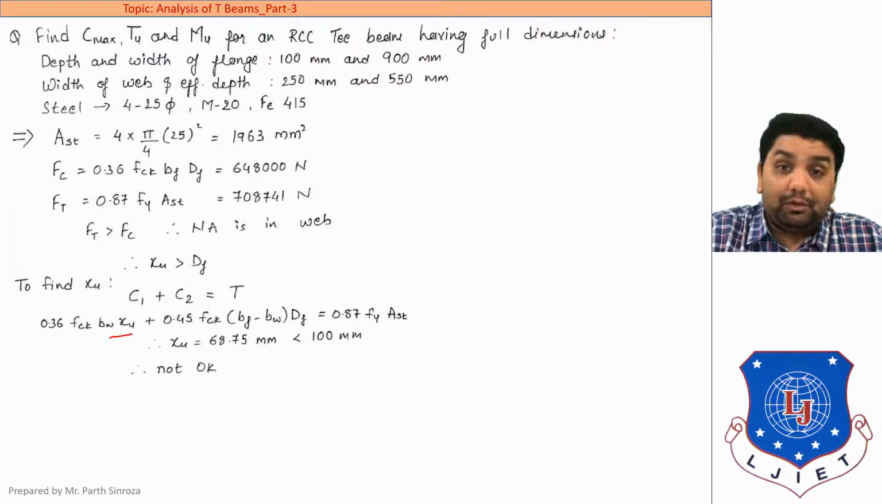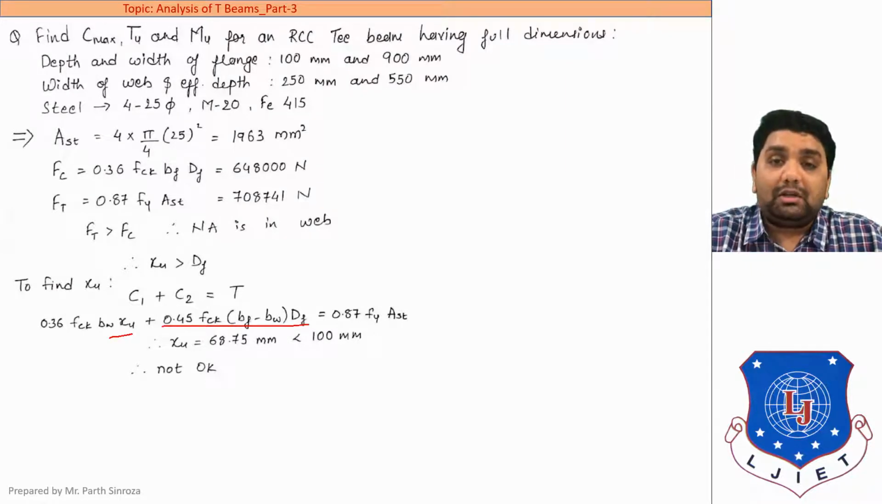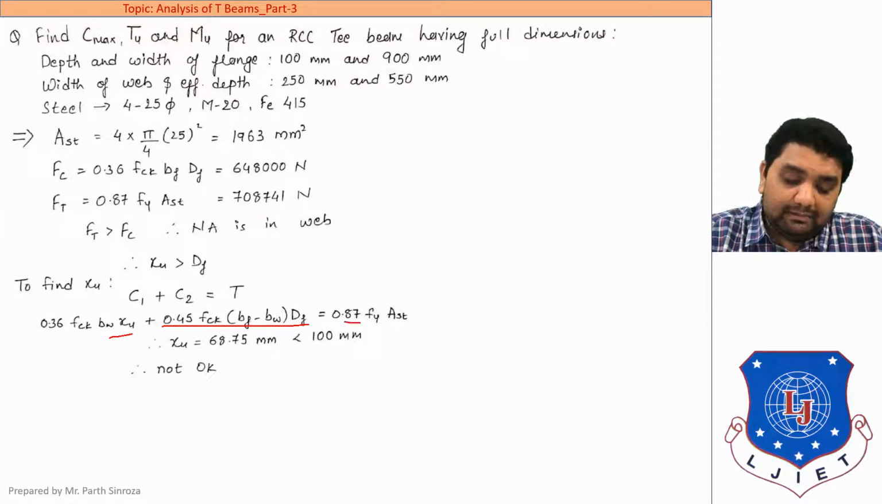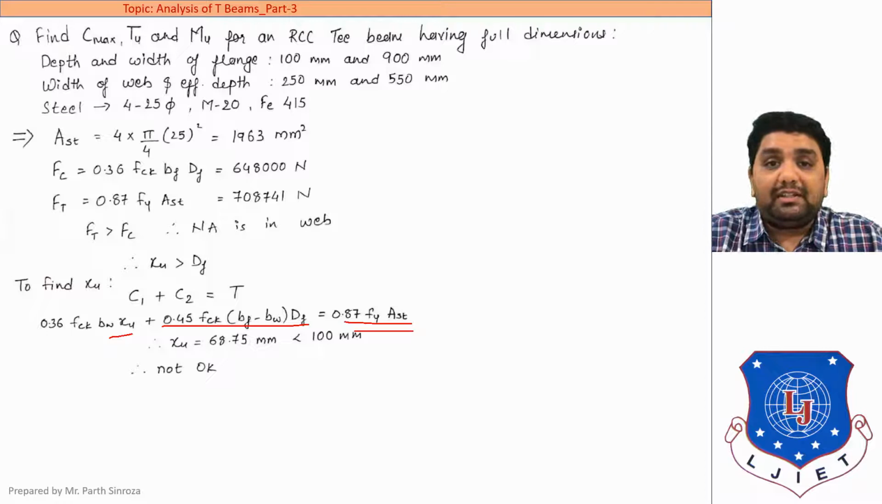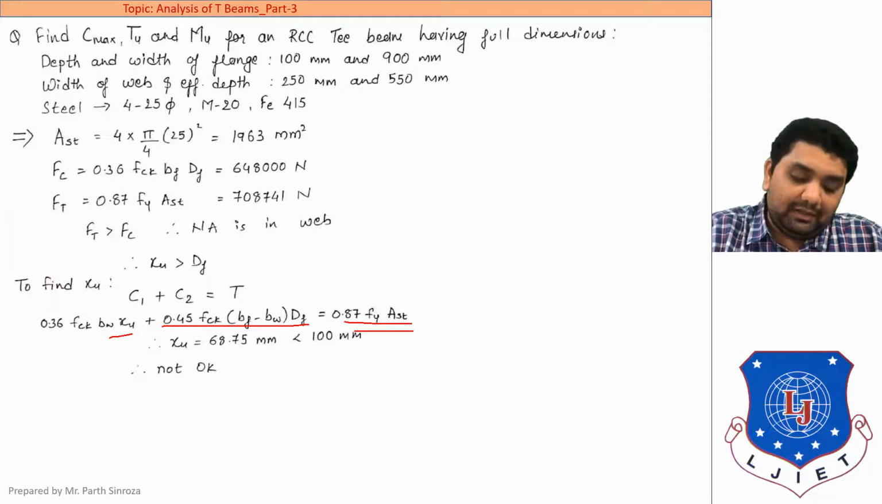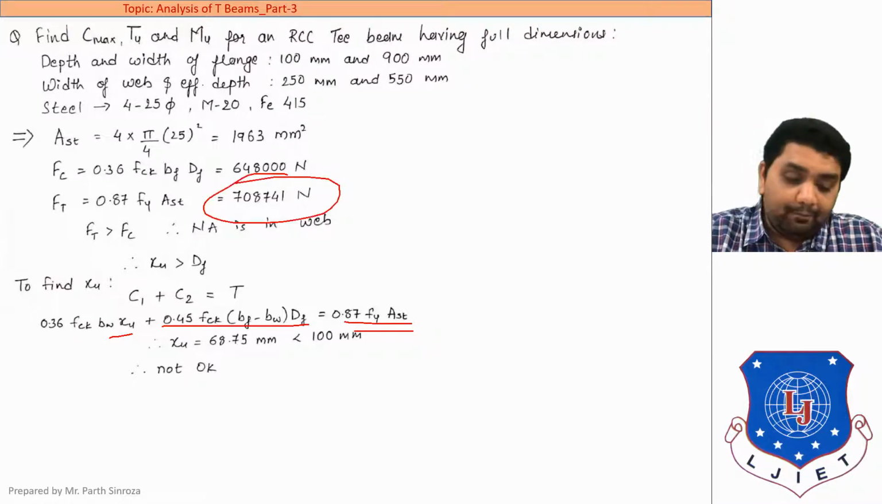And XU will be the unknown factor that we will be solving for, and C2 will be our portion due to slab, or compressive force due to slab. Here the equation can be 0.446, or you can write it as 0.45, it's up to you, FCK into BF minus BW into DF, and the RHS portion will be our tension force, that is 0.87 Fy AST, or directly you can mention this value also.